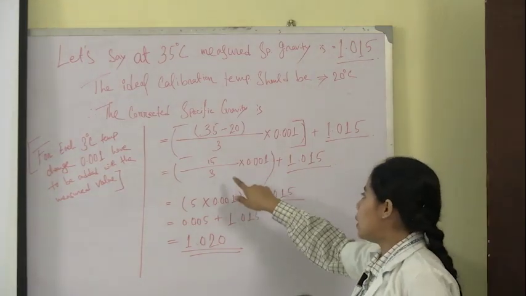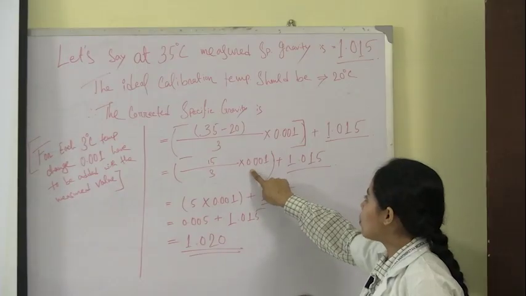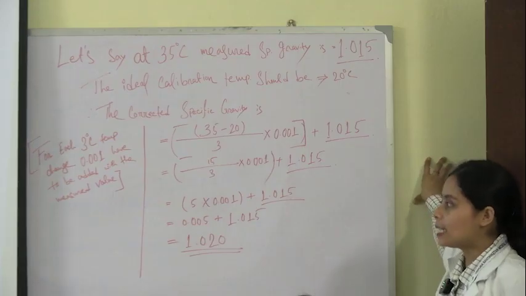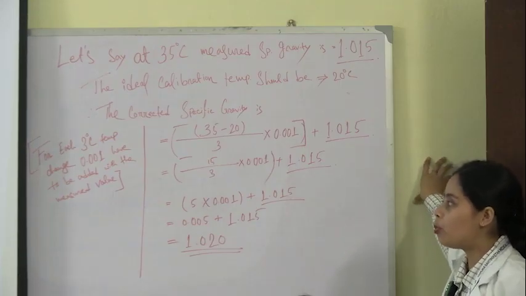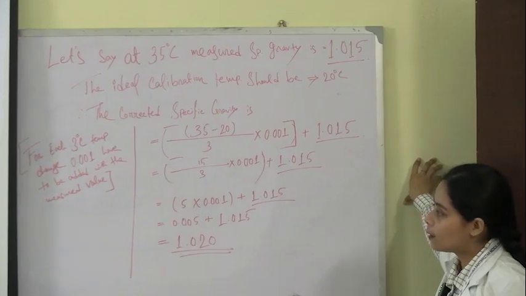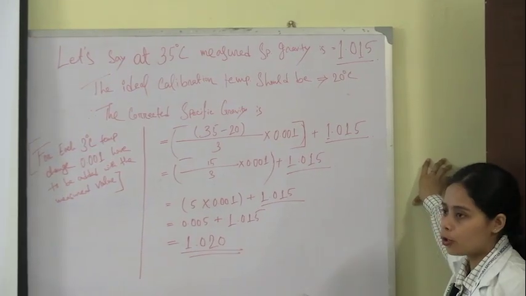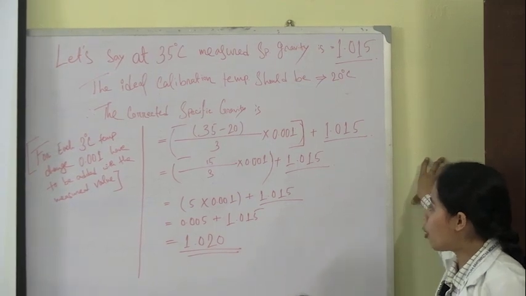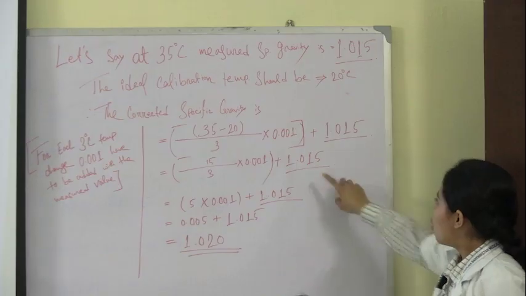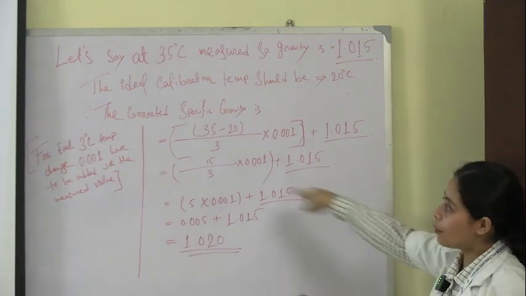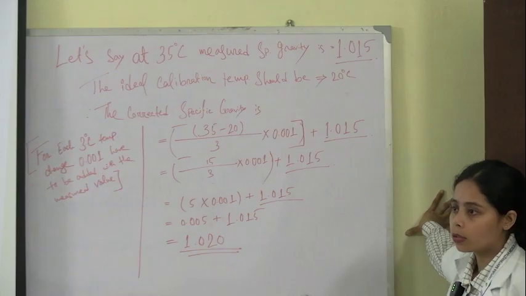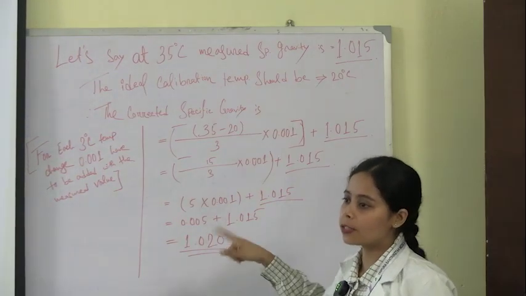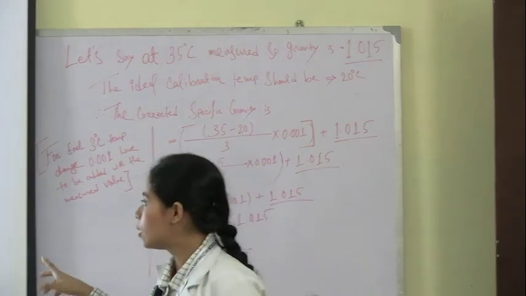So that will divide by 3 and we will multiply with 0.001. See, the specific gravity of urine should be measured at 1.001. Did you understand? Then what it comes, 5 into 0.001 plus 1.015, that was the gravity we got in the urinometer. Now it gives you 1.020. This is math, this is the formula. You have to understand this basic formula.